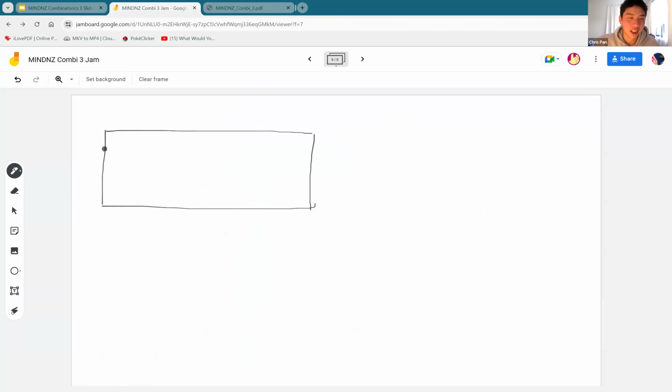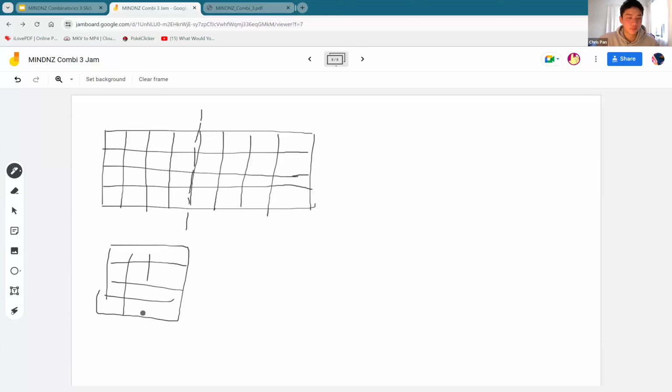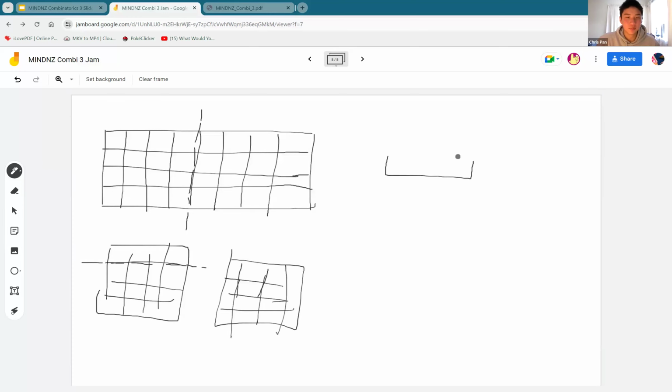I'm going to decrease the size of the chocolate bar. I said it was 100 by 100, but it doesn't really matter. It's a 4 by 8 chocolate bar now. Each player takes turns splitting the chocolate bar. So maybe I split it like this, and now it's two 4 by 4 pieces. Then on the next turn I can make a cut down here, and now it's 3 pieces.